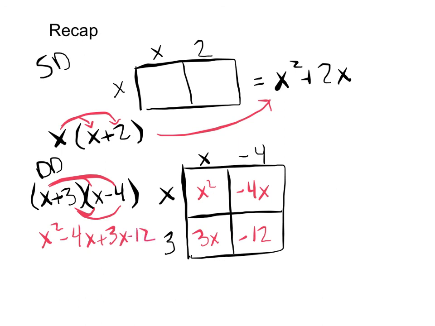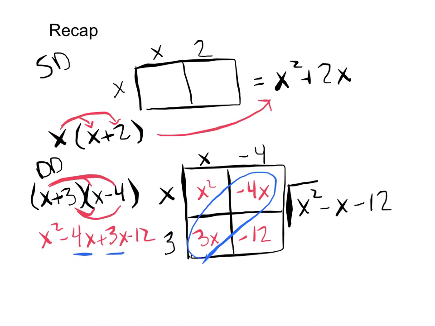After combining our like terms, either in the middle of our double distribution or in the middle of our area model, for this problem, we'll end up with x squared minus x minus 12. So single distribution is when you have one thing in front of the set of parentheses. Double distribution is for when you have more than one set of parentheses.